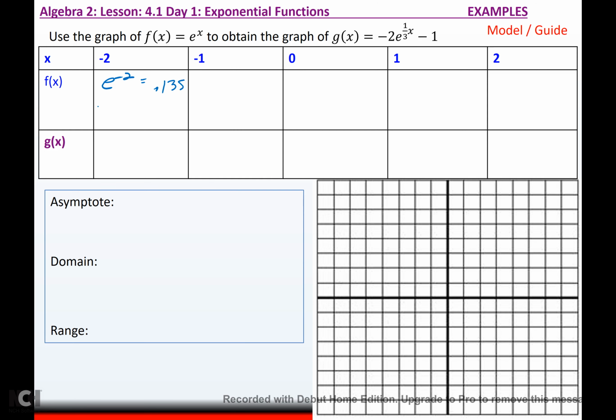0.135. So that would be negative 2, 0.135. If I plug in negative 1, e to the negative first, second e, caret negative 1, I get 0.368 if I round. So this would be negative 1, 0.368. E to the 0, anything to the 0 is 1, so 0, 1. E to the first would be 2.72.